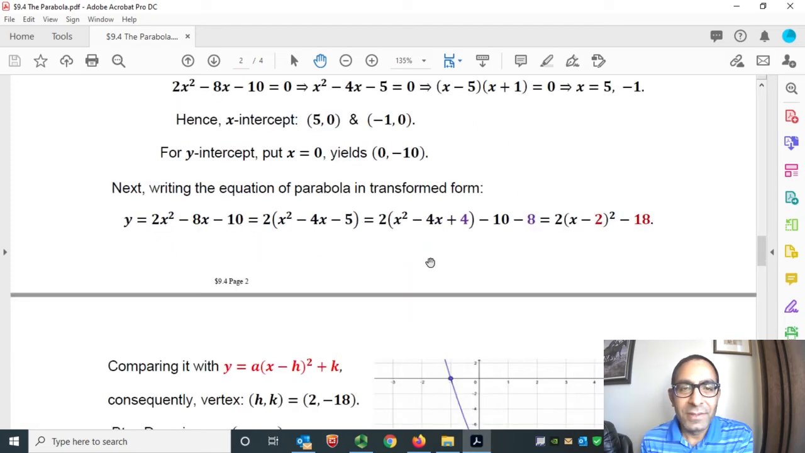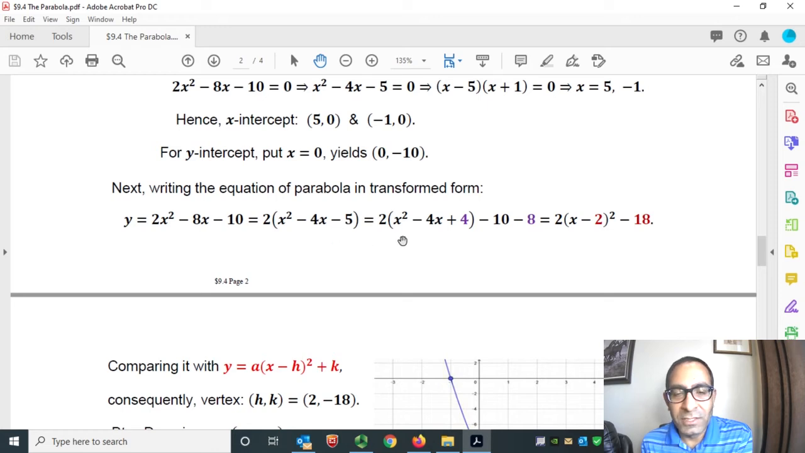Next, let's write the equation of the parabola in a transformed form. This is the given equation of the parabola: y equals 2x squared minus 8x minus 10. The next step, pull the 2 outside. Then inside the parentheses we have x squared minus 4x minus 5.